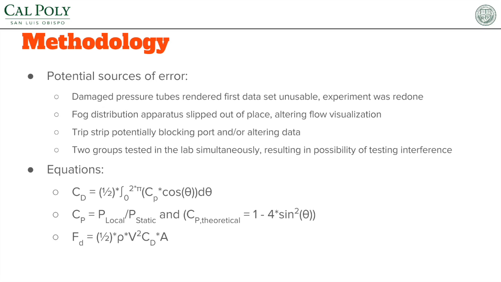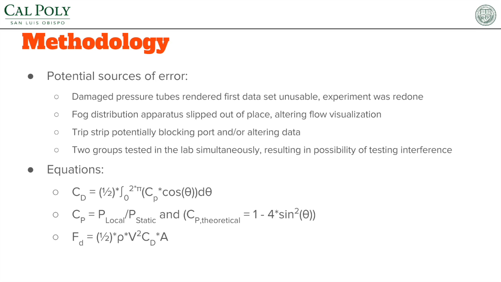Another error source to be reckoned with is the possibility that a trip strip could have shifted in the flow and covered up a pressure port, which could explain any outliers in our data. Lastly, due to the fact that there were two groups using the lab simultaneously, there is a possibility of accidental interference between the two separate testing procedures, settings, and conditions.